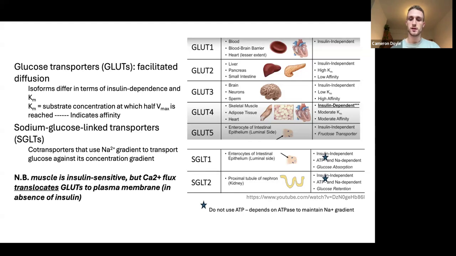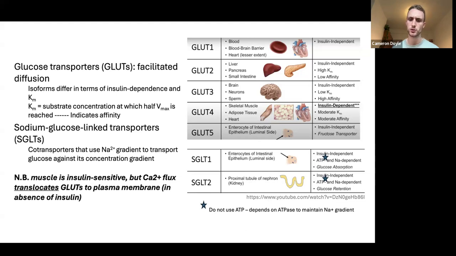So your muscles, particularly during exercise, have a very high metabolic rate. They've got very limited supplies of their own glycogen for glycogenolysis. So they have a very high need for glucose, but this is dependent on insulin.